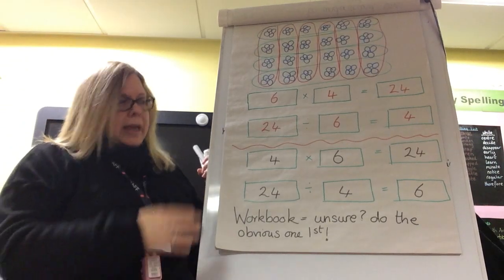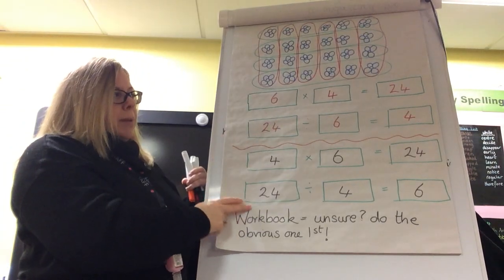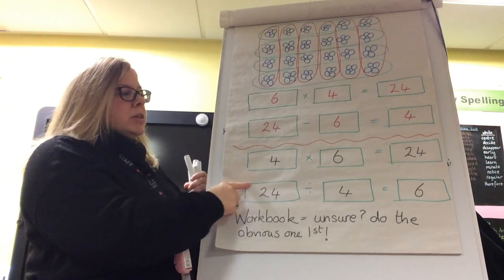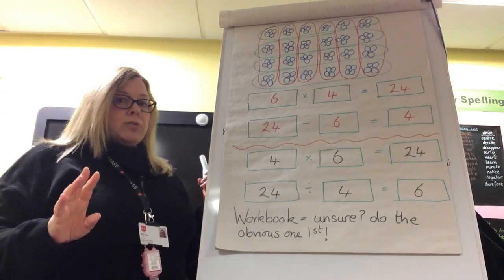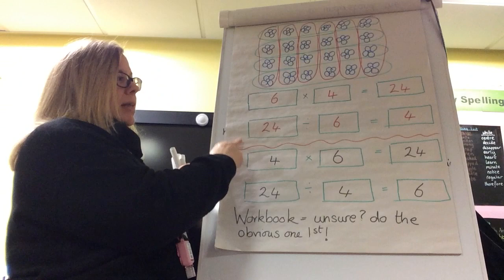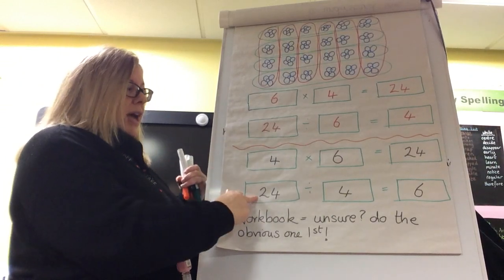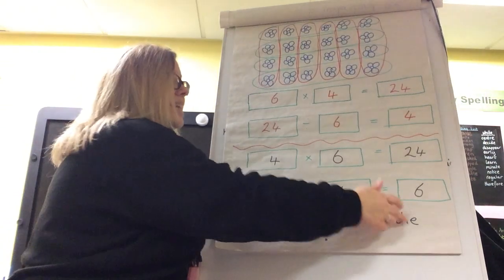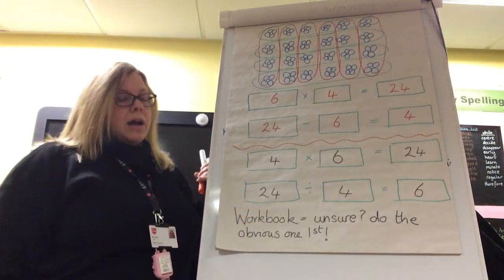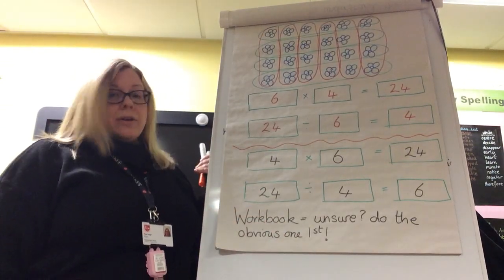And then that will get you going on the number family, because don't forget, if I had a rogue 7 in here, I'd know I'd gone wrong, because in a number family, you're only ever going to get the 3 same numbers. So if I'd got any number other than 24, 4 and 6 in this family, I'd know I wasn't on the right track. Okay, guys, give it a go.